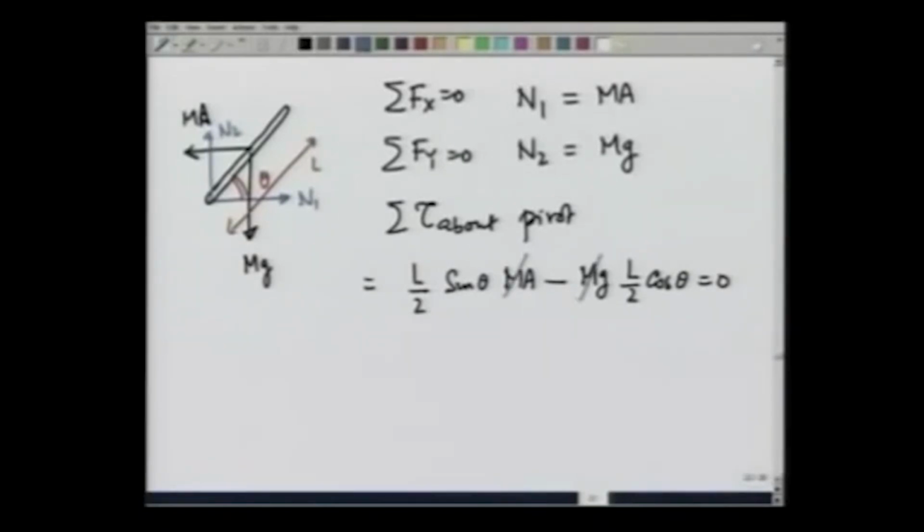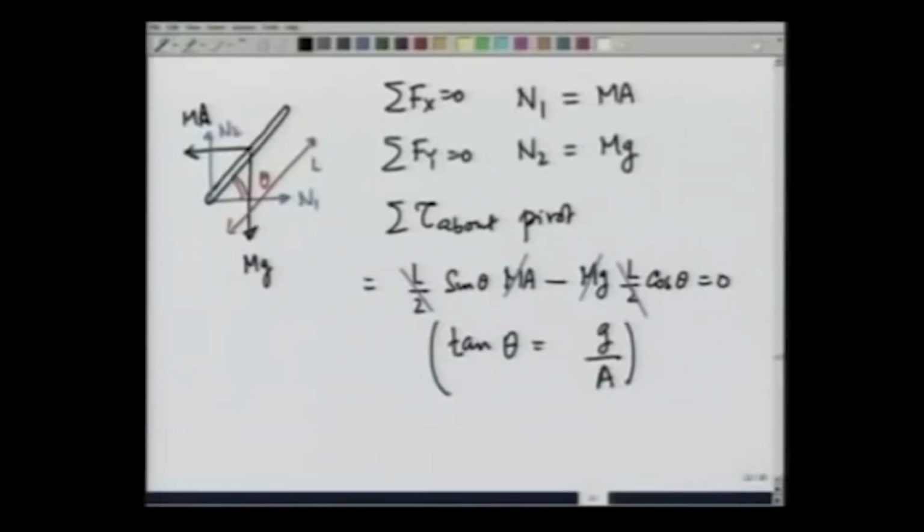m drops out, L by 2 drops out, and that gives me tangent of theta equals g over a. So, the rod is at an angle theta such that tangent theta equals g over a from the horizontal. What direction is this?